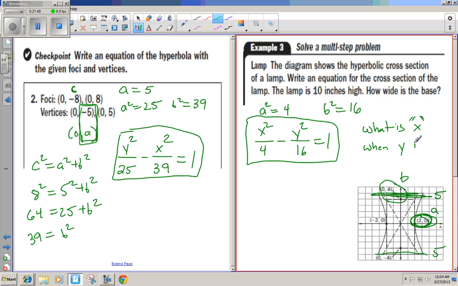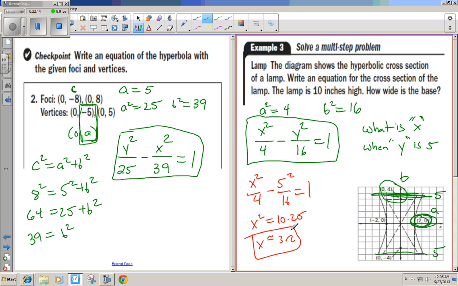When y is 5, all you got to do is take x squared over 4, minus 5 squared over 16 equals 1. You work this out, and you find out that x squared is approximately 10.25. You find out that x is approximately 3.2. Now, remember, that's plus or minus 3.2. That means from here to here, it's 3.2. And from here to here is 3.2. So you have to multiply that by 2 to get the width of the lamp.